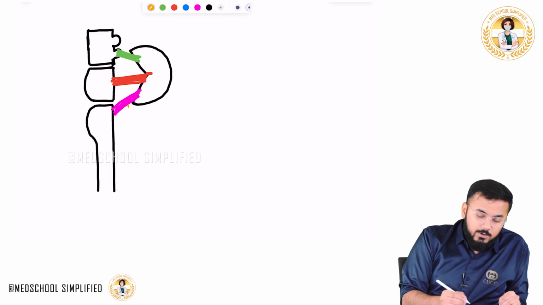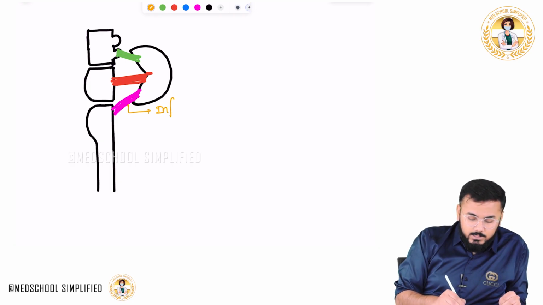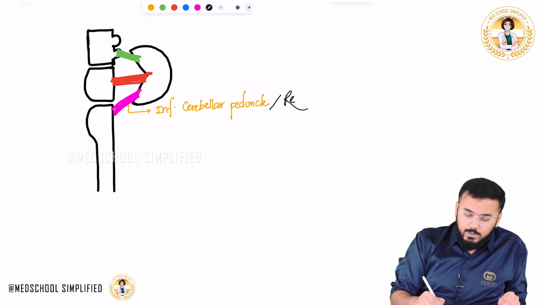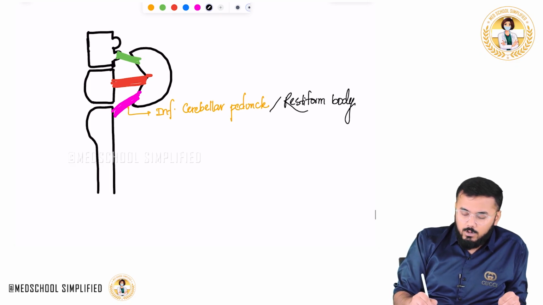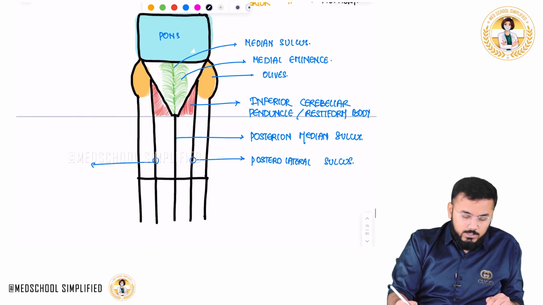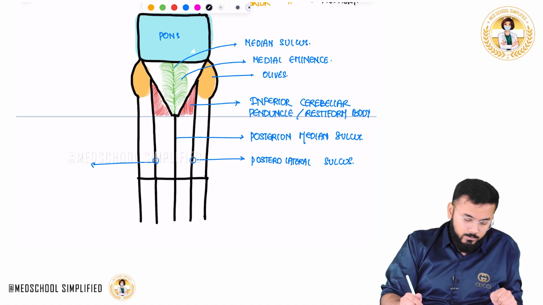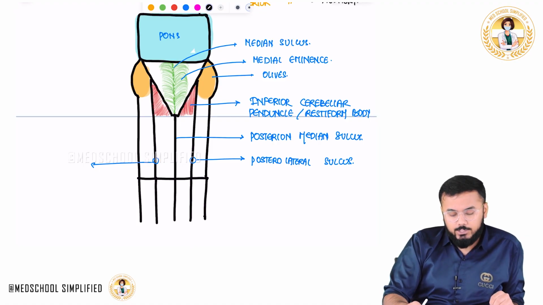So this peduncle, if you are looking from the front, is called the inferior cerebellar peduncle. This inferior cerebellar peduncle is given another name, the restiform body. This was the structure which you can see over here. This is your restiform body.